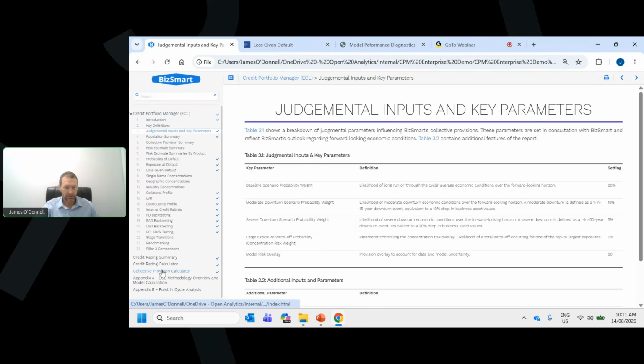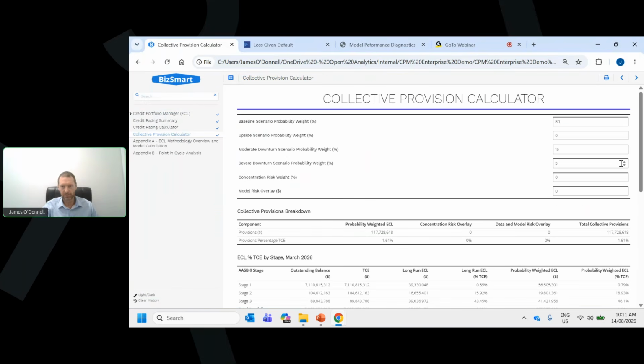And just finally on the functionality, all of these are interactive. So we estimate all the models under all scenarios. And then for final provisions, there's quite a bit of control because you can control the weights to various scenarios, and that interactively updates the provisions. All right, so that's at the top level.